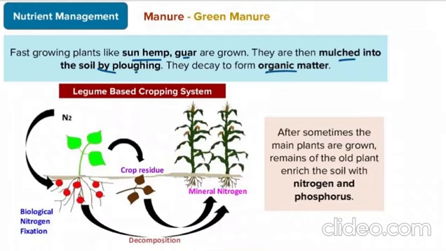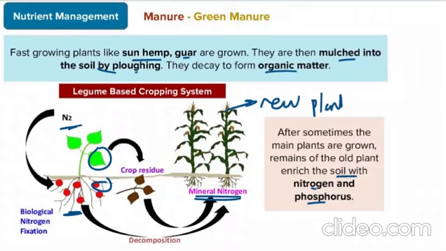After some time, the main plants are grown and the remains of the old plants enrich the soil with nitrogen and phosphorus. So the old plants take the nitrogen and phosphorus, and when they die and decay, the new plants automatically get them. So that is green manure. We are not making it, it's automatically happening. In nature, nitrogen is taken up by the plants. The crop residue, the leaves or roots, when they die, decompose and become mineral nitrogen for the new plants, a natural nitrogen fertilizer.